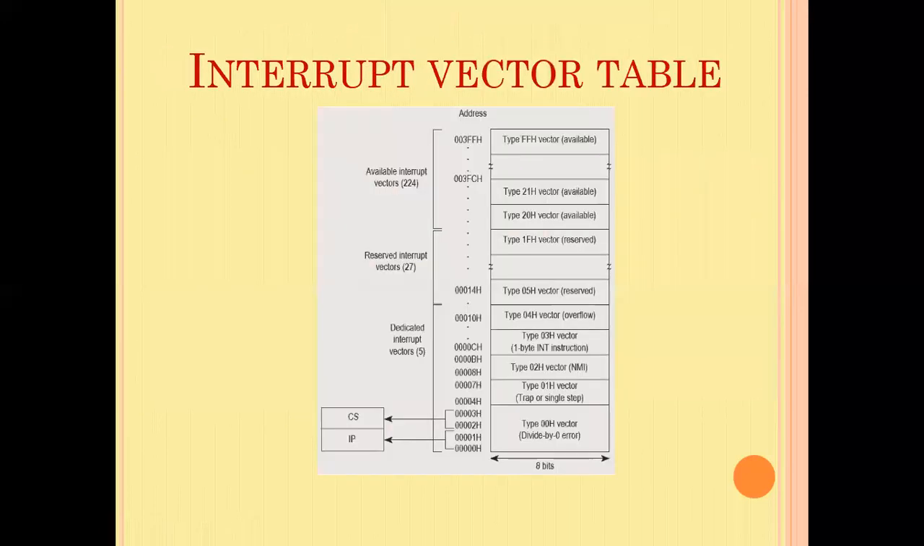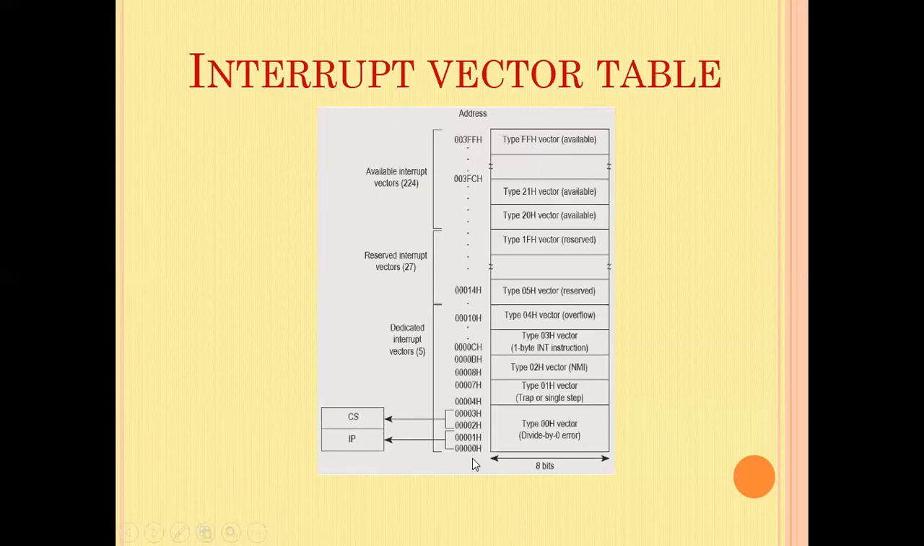Now we'll see the interrupt vector table of 8086. There are totally about 256 interrupts that can be served by the 8086. So in hexadecimal, we call it type 00 to type FF, totally 256. And for each vector, 4 bytes are allotted, 2 bytes for the CS and 2 bytes for the IP.